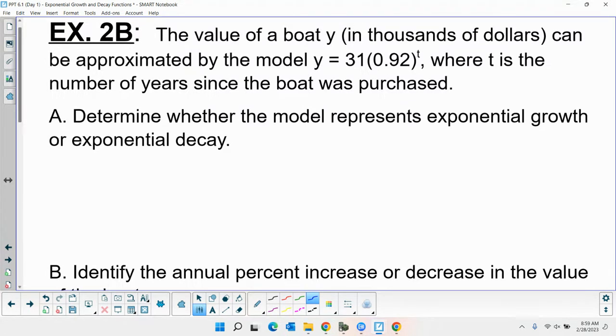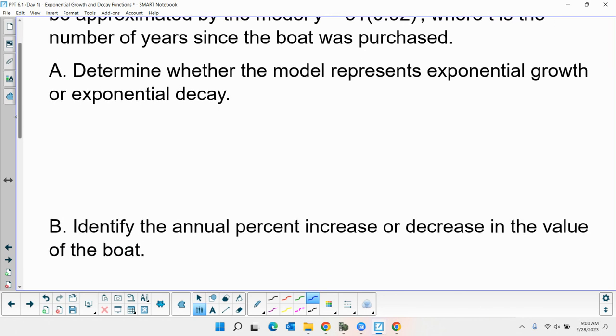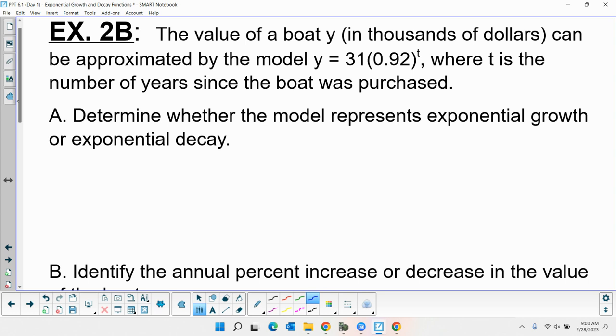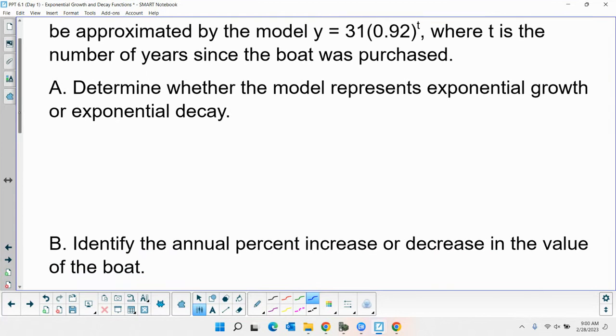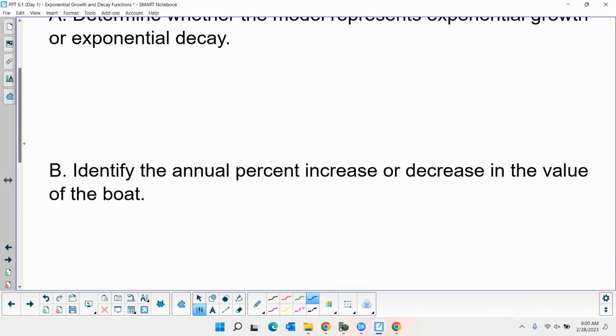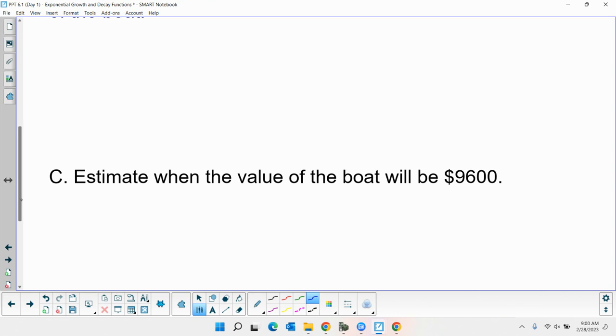Okay, so write that little equation on your paper so I can give you part C, what you're supposed to figure out, how many years it's going to be worth a certain amount of money, like we just did. So I guess you guys could all tell me, is this growth or decay? Decay, good. What's the percent decrease? 8%, right? It's 1 minus 0.92, which is 8%. All right, so when will it be $9,600? So that's 9.6.